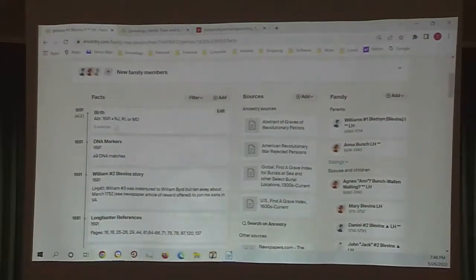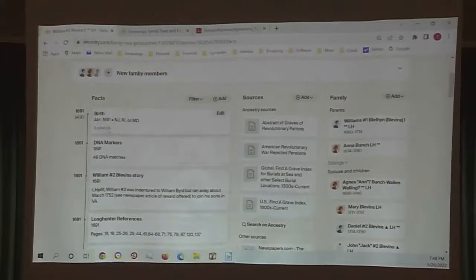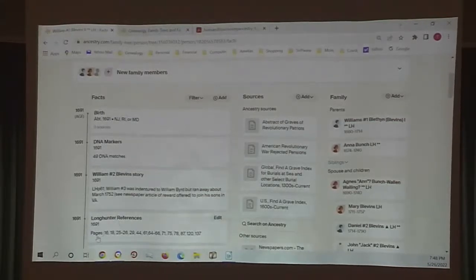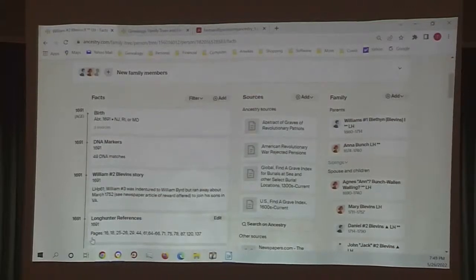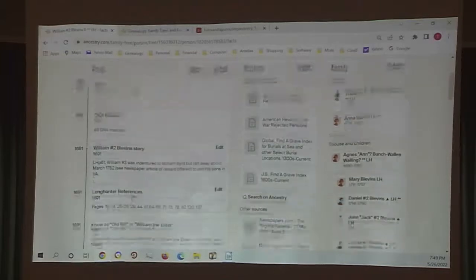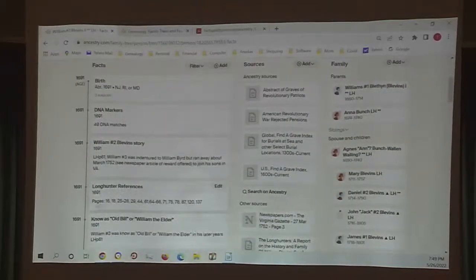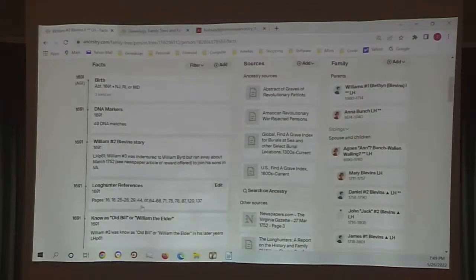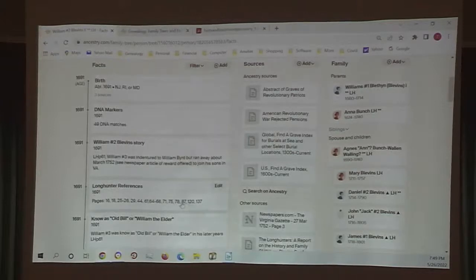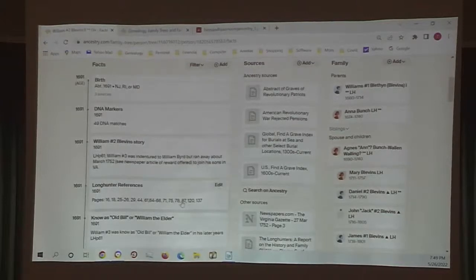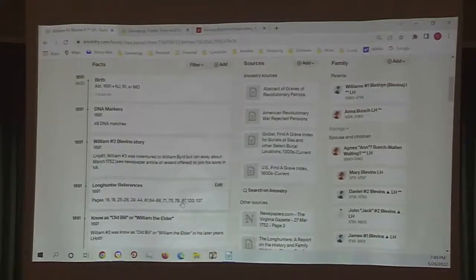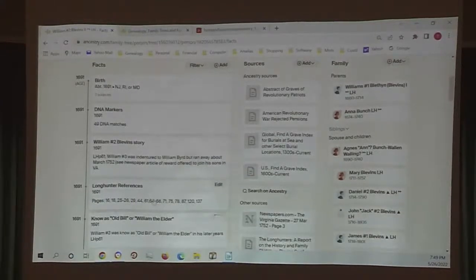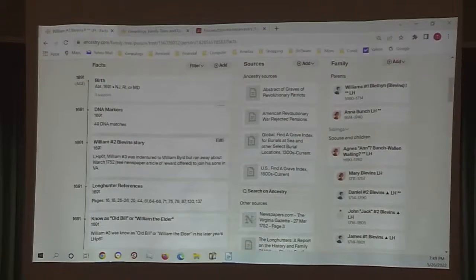and I put the date in here. I put 1691, which was about his birth year, because I want these records to show up near the top. So I put his birth year as the date for the custom record. And so I say Long Hunter reference, he's in page 16, 18, 25, 26, 29, 44. I put what pages I took information out of this book in.